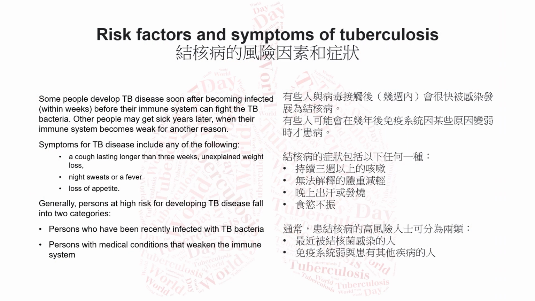Risk factors and symptoms of tuberculosis. Some people develop TB disease soon after becoming infected, within weeks, before their immune system can fight the TB bacteria. Other people may get sick years later, when their immune system becomes weak for another reason. Symptoms for TB disease include any of the following: a cough lasting longer than 3 weeks, unexplained weight loss, night sweats or a fever, and loss of appetite. Generally, persons at high risk for developing TB disease fall into two categories: persons who have been recently infected with TB bacteria, and persons with medical conditions that weaken the immune system.